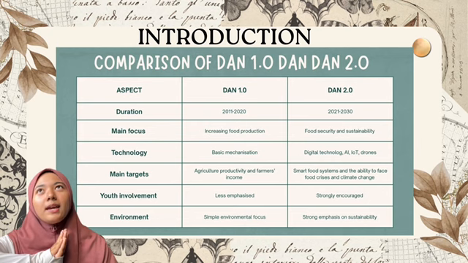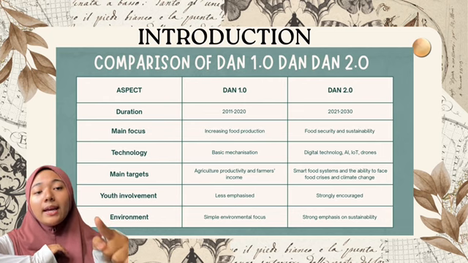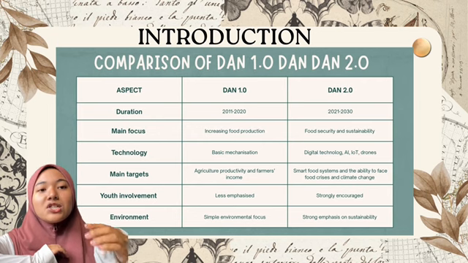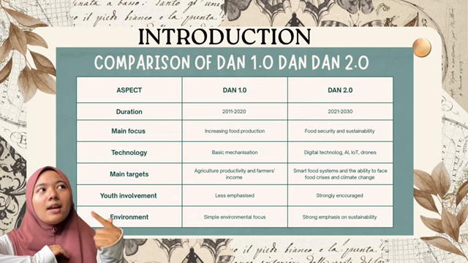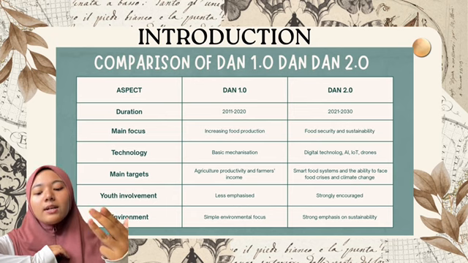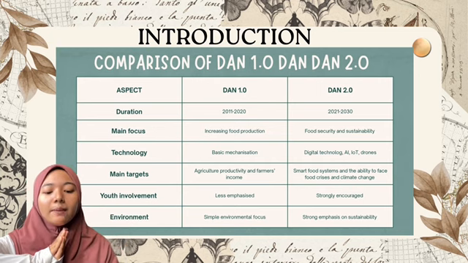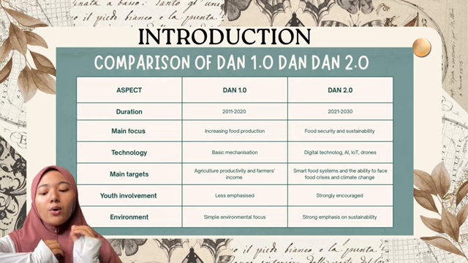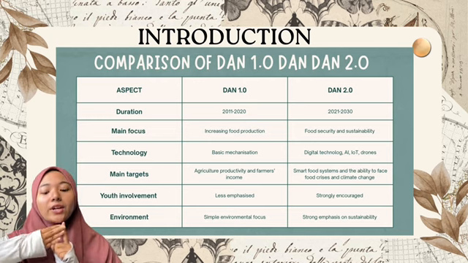So the NAP 2.0 was created to continue and improve the previous policy while adapting to modern global challenges such as climate change, the COVID-19 pandemic, rising food prices, and also the disruptions of the food supply chains. Unlike the NAP 1.0, the NAP 2.0 is focused more on food security, sustainability and technology-driven agriculture.